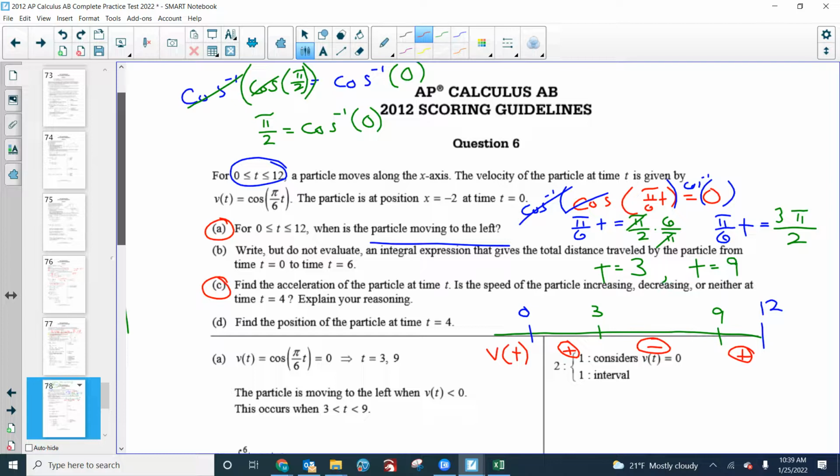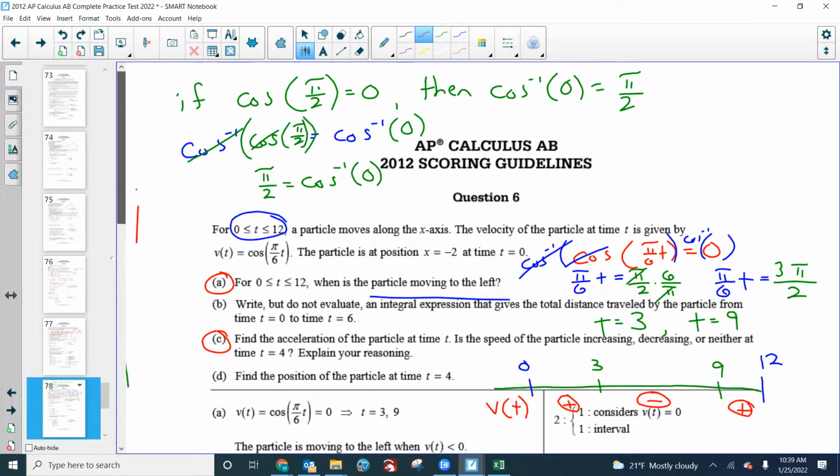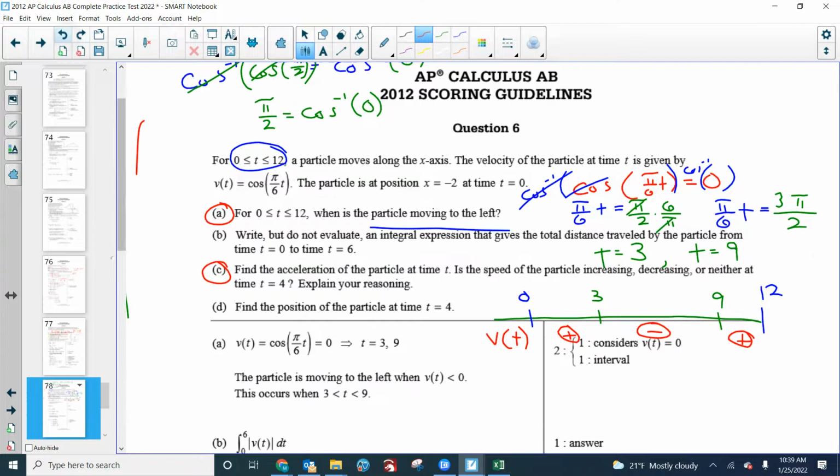Find the acceleration. Acceleration was the derivative of cosine. Chain rule, by the way. Derivative of cosine: negative sign, leave the inside alone, times the derivative of the inside. A of t is negative pi over 6 times the sine of pi over 6 times t. Double check me, is that right? Yes. That's A of t, got it.